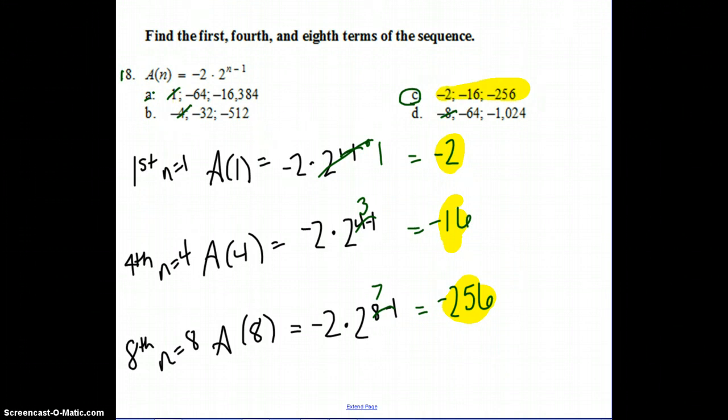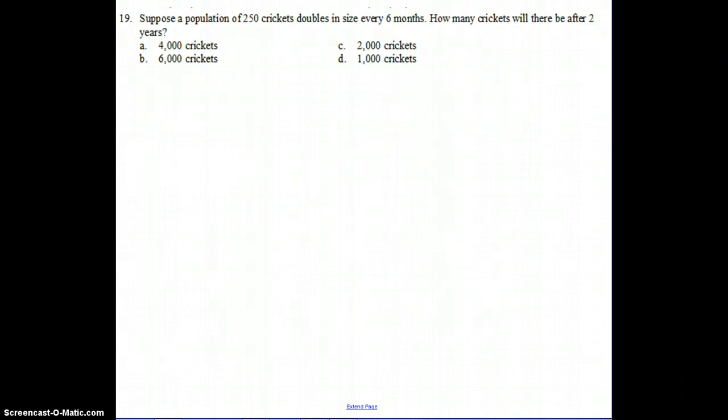Okay, next problem. Getting near the end, only 2 more left here. So in this problem, this is again one of those ones where we're going to read. So it says, suppose a population of 250 crickets doubles in size every 6 months. How many crickets will there be after 2 years?